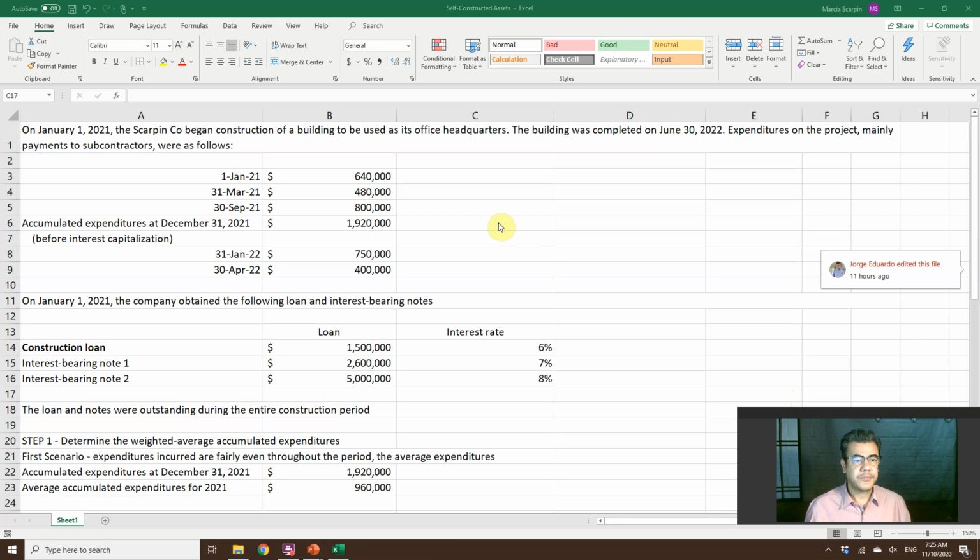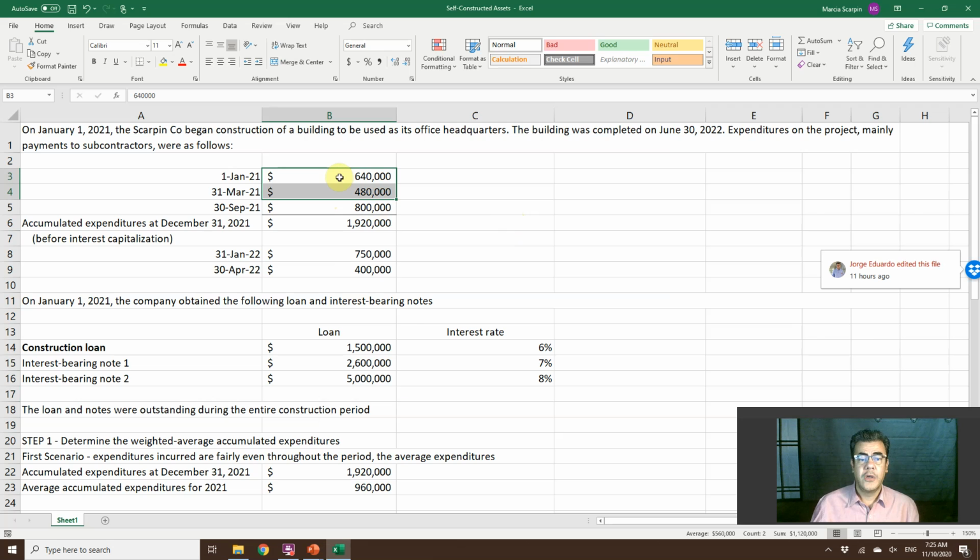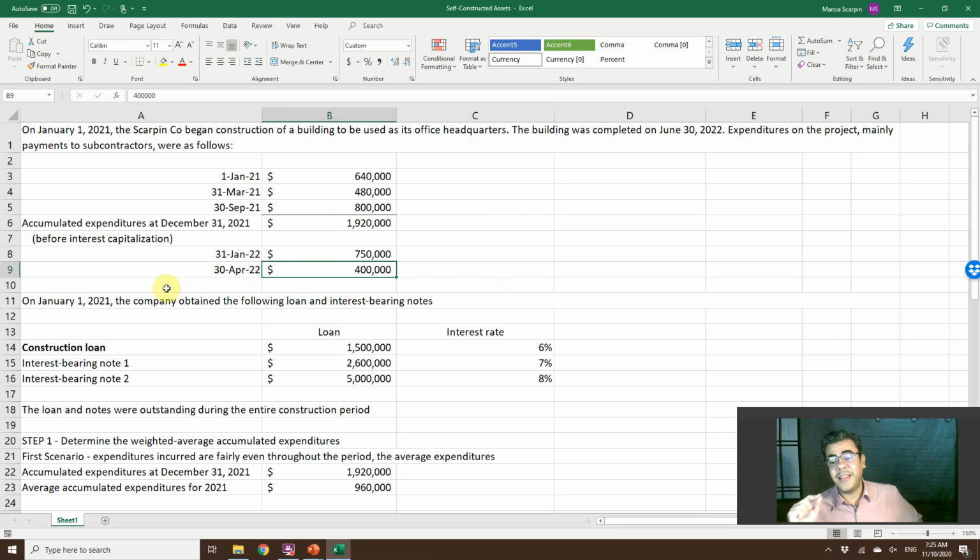January 1st, Scarpin Corporation began construction of a building. The building was completed on June 30th, 2022, 18 months later. Expenditures on the project, mainly payments to subcontractors, were as follows. So three huge payments in 2021, two payments in 2022. So let's find the interest to be capitalized during 2021. 2022 would be the same.